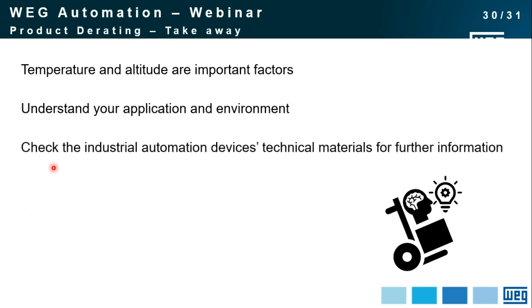You always have to check the industrial automation devices technical materials, because just like I said, for every different product I talked about here, tables change, the derating factors change. Finally, you can always count on WEG for support to apply these automation devices in harsh environments or even in normal ones. If WEG products can be applied in harsh environments, you can imagine that our performance in normal conditions is going to be really good.